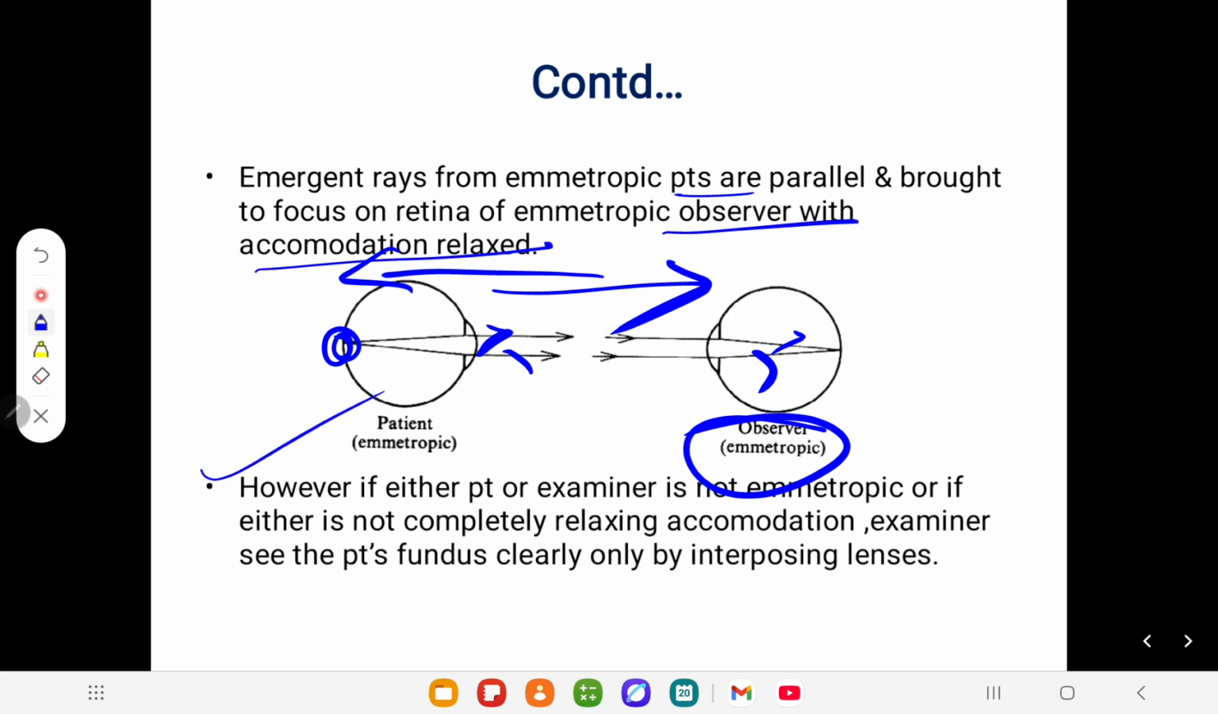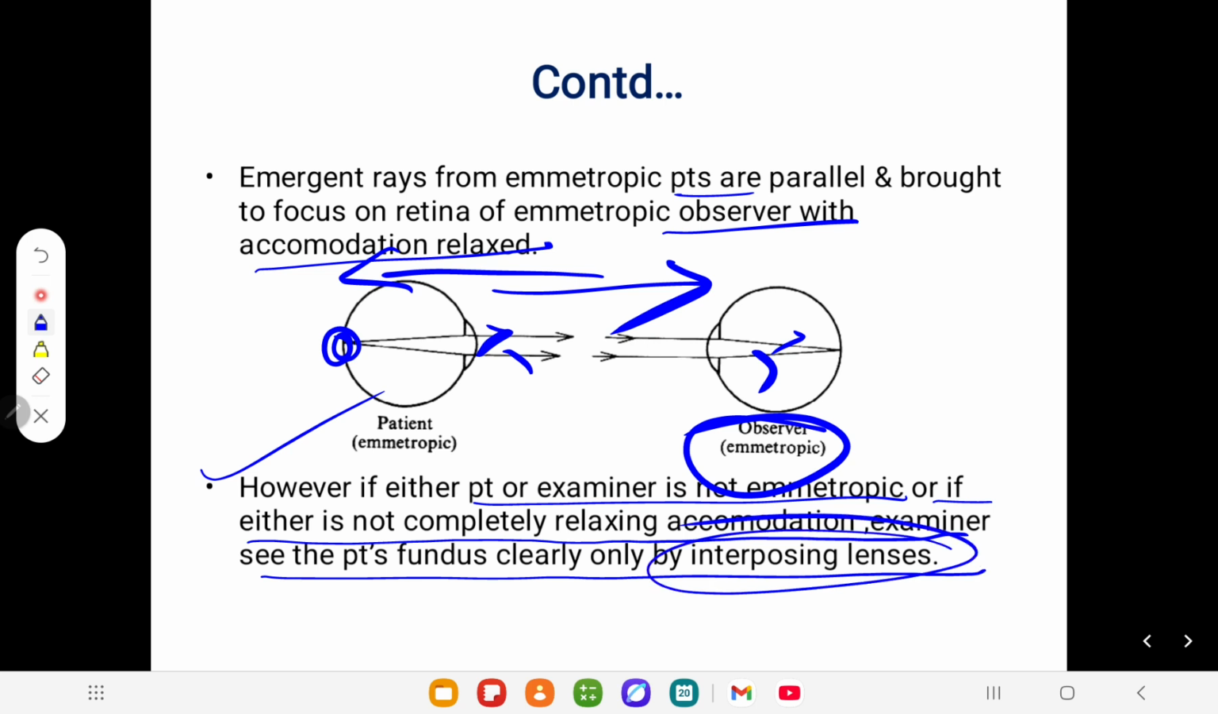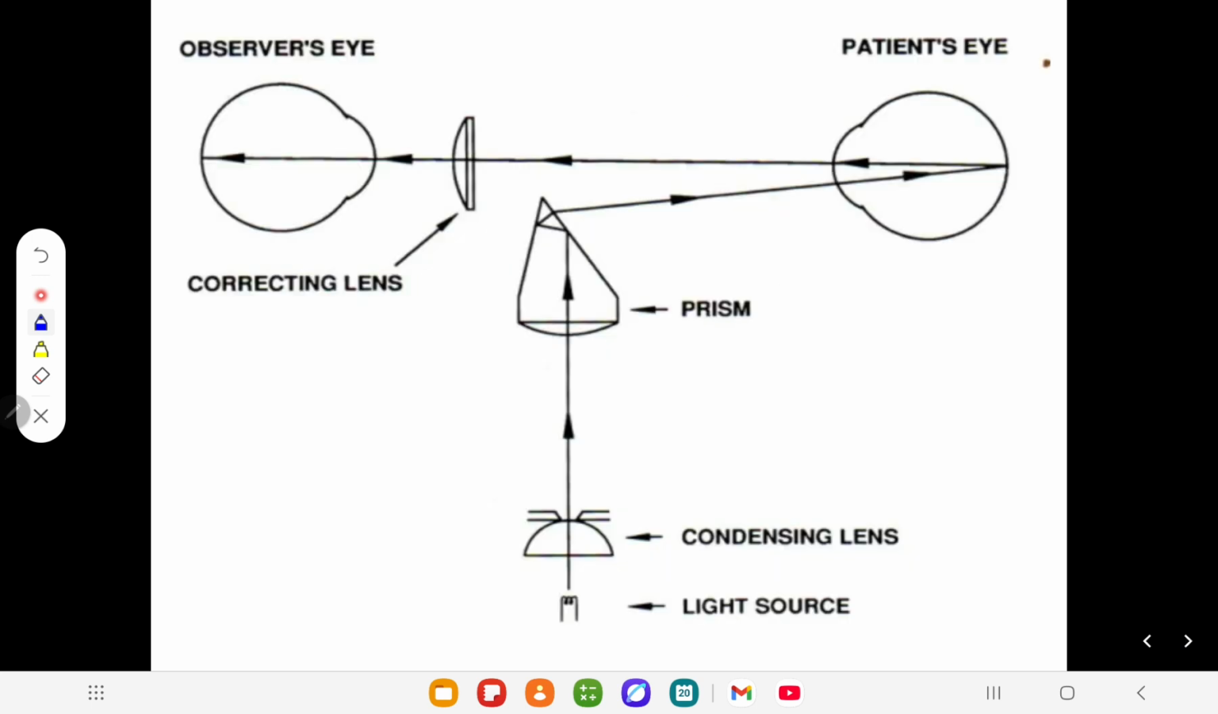However, if the patient or examiner are not emmetropic, that's the case, isn't it? What we do then, if either is not completely relaxing accommodation or examining the patient's fundus clearly, then we interpose a lens between the patient and the observer to correct the patient's refractive error or the observer's refractive error, no matter what, isn't it?